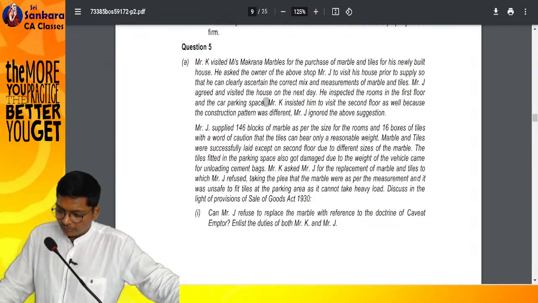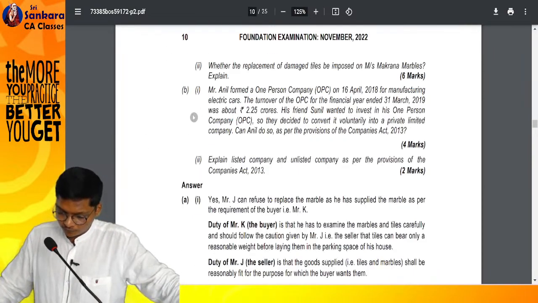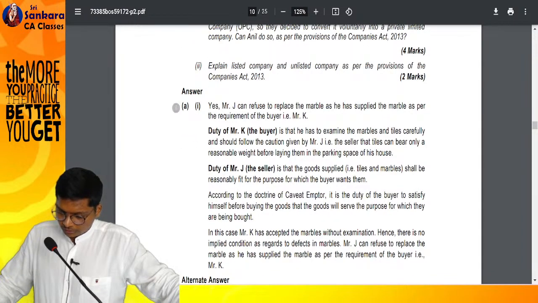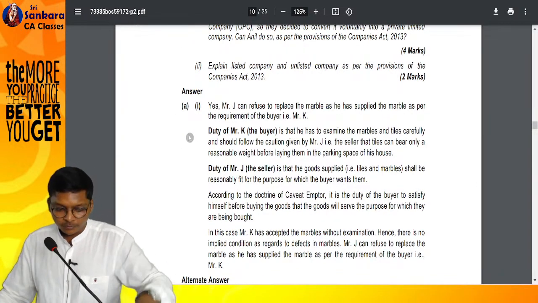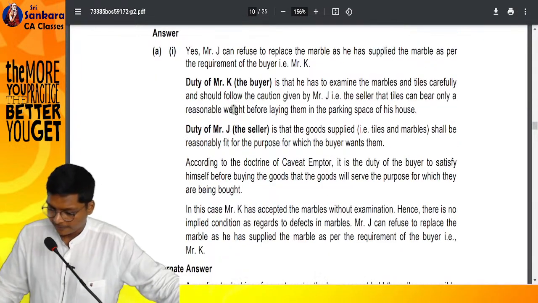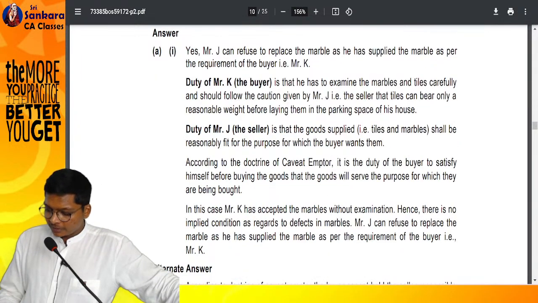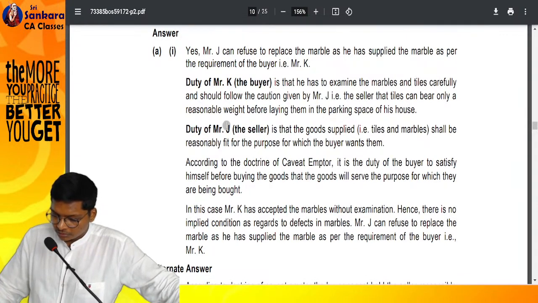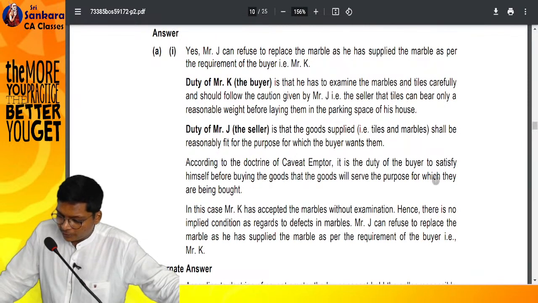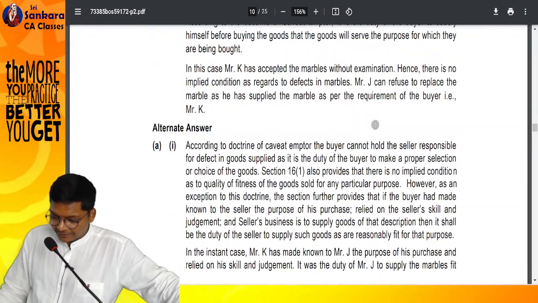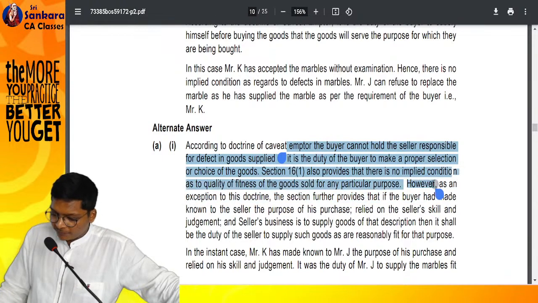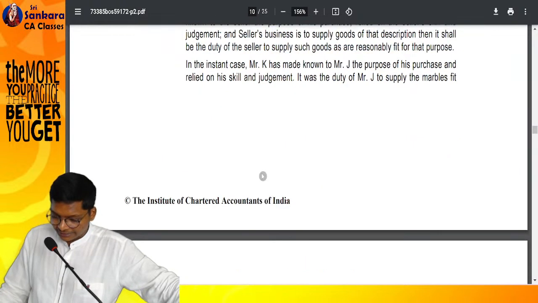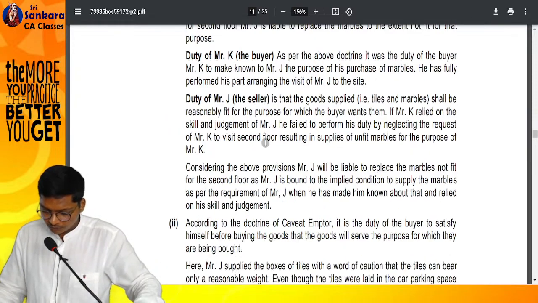Again, alternate answer. Two answers are possible, as in the latest exam. First, it is the duty of the buyer to examine carefully before buying. According to the doctrine of caveat emptor, it is the duty of the buyer to satisfy himself about the quality before buying. This is caveat emptor. The second one is saying what? He cannot make the seller responsible for defects in goods. Second alternative answer.